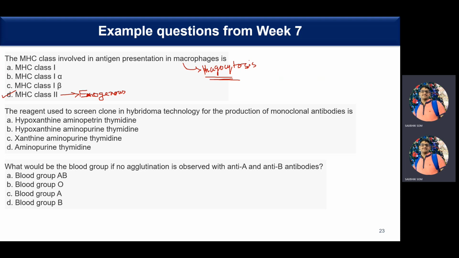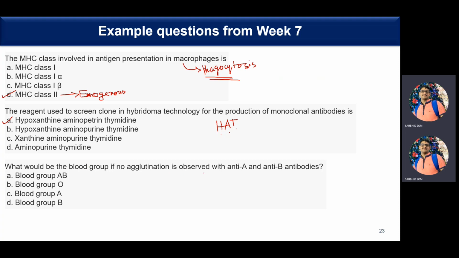A reagent used to screen clones in hybridoma technology, in monoclonal technology, is HAT medium, if you remember, HAT, correct? So H is hypoxanthine, A is aminopterin, and T is thymidine. Hypoxanthine, aminopterin, thymidine, the HAT medium, and I have discussed why we use that.